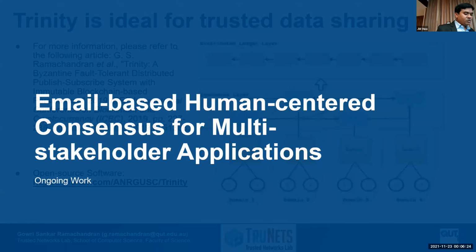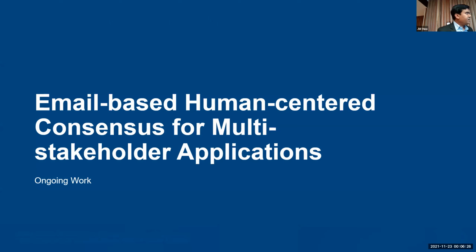And now moving on to the next framework that we are currently developing here at QUT. This is an email-based and human-centered consensus for multi-stakeholder applications. So again, I was talking about smart contracts and how you can use smart contracts to perform some operations as part of your multi-stakeholder applications. Let's consider supply chain as an example. There you can write down some of your supply chain logics into the smart contract.